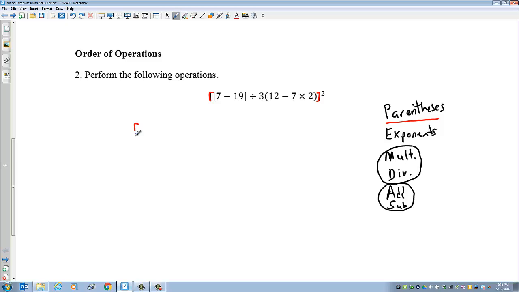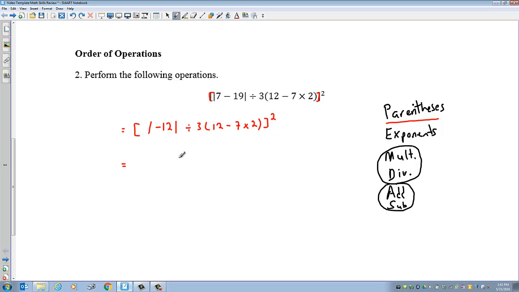So what I have is the absolute value. I'm going to work in there first. So 7 minus 19, that's negative 12. And I just do one step at a time. That way I try to make sure that I don't make any mistakes. So 3 times 12 minus 7 times 2 in parentheses, square bracket, squared. So I'm just copying down the statement. So that's equal to the above statement.